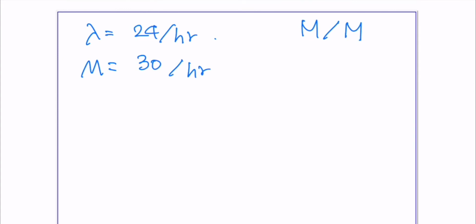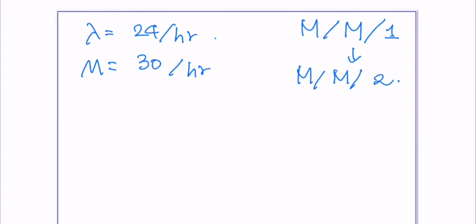And we assume that there is one more identical trained server. So currently we have one. So it was previously MM1 model. Now we have one more server, so MM2 model. So what is this number? S equals 2.